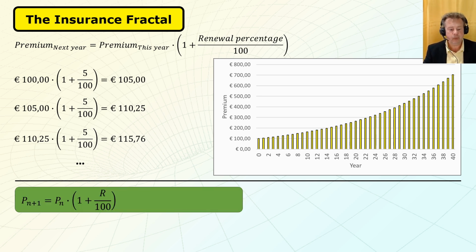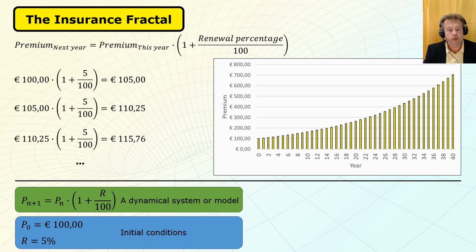So I'm going to rewrite the equation like mathematicians do. They're a bit lazy, right? They don't want to spell out what they're doing, so they shorten premium to the letter P. Next year becomes N plus 1. This year becomes N, and renewal percentage is the letter R. But it's exactly the same equation, and it's something that we call a dynamical system or a model. It models the evolution of the premium throughout time, and because of that, it's called dynamical because it changes over time.